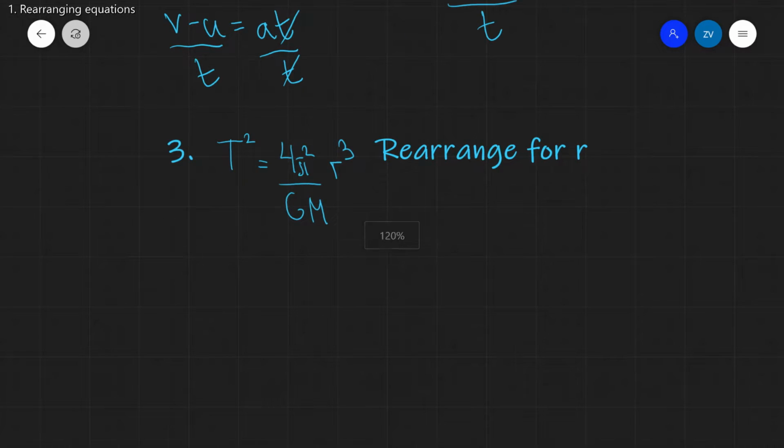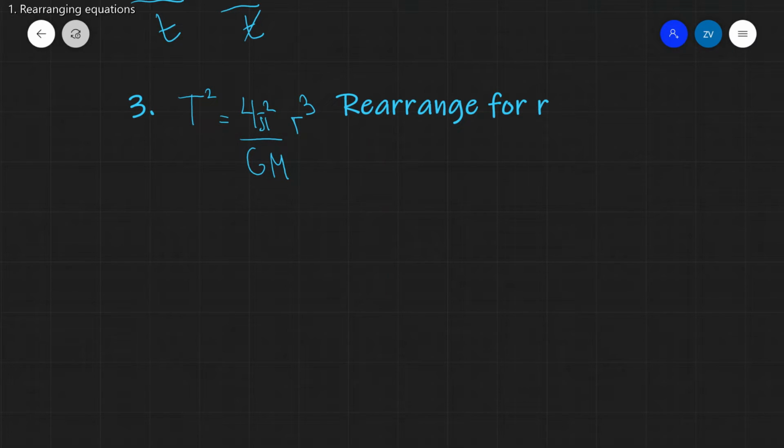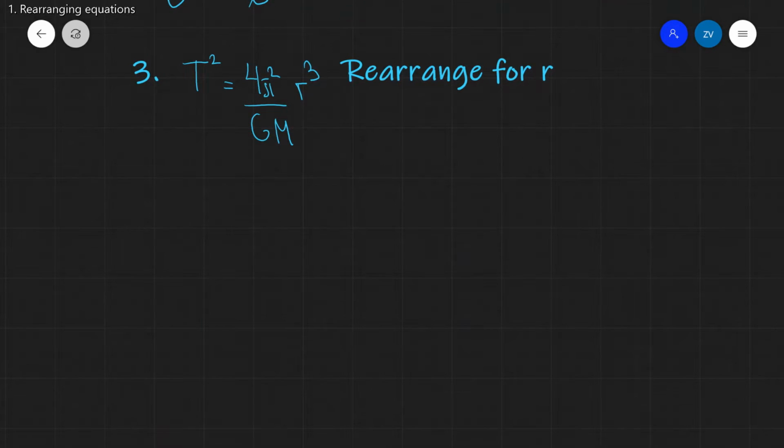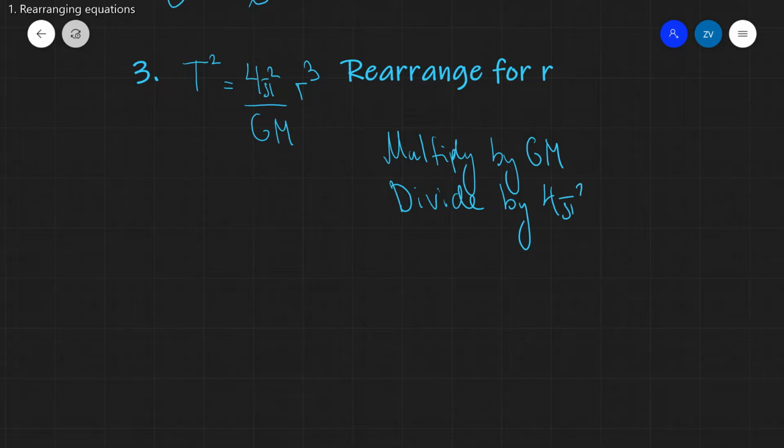Question 3. So we have Kepler's third law, T squared is equal to 4 pi squared R cubed over GM. What we need to do is rearrange for R. Well, what we're going to do now to the right-hand side of the equation in order to only have R cubed would be to multiply both sides by GM. So multiply by GM, and that applies to both sides, and we're also going to divide by 4 pi squared.